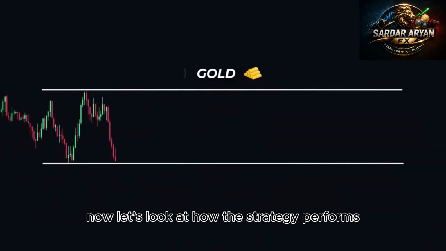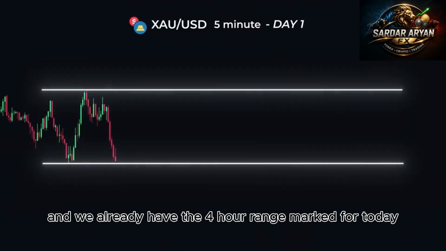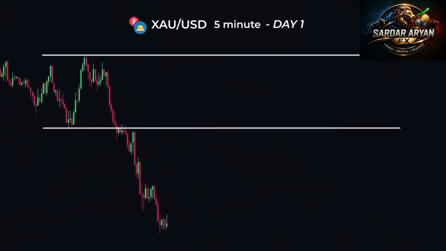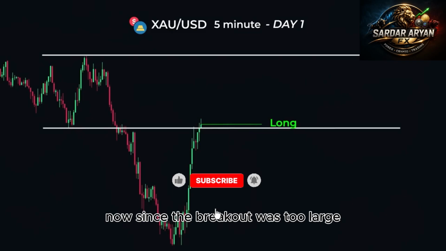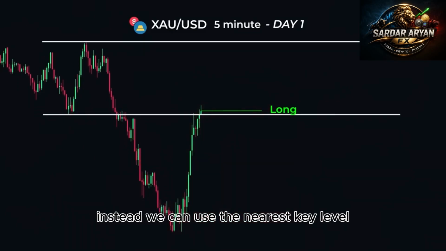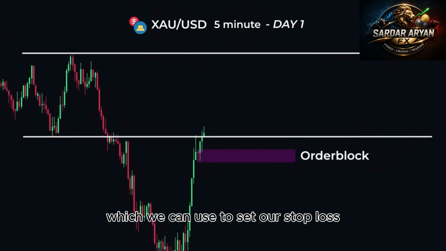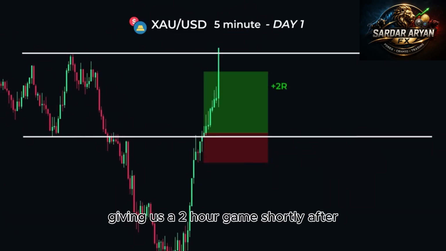Now, let's look at how the strategy performs on the gold market. Here, I'm on the XAU 5-minute chart, and we already have the 4-hour range marked for today. Price broke below the range low. After it traded below for a while, it then closed back inside, which means technically this is a valid long setup. Now, since the breakout was too large, we couldn't place the stop loss at the lows. Instead, we can use the nearest key level. In this case, there was an order block here, which we can use to set our stop loss. We then set a take profit at 2 times risk. Price then hits the profit target, giving us a 2R gain.